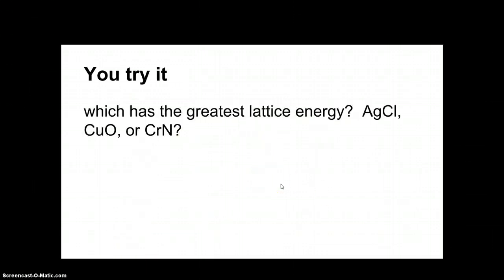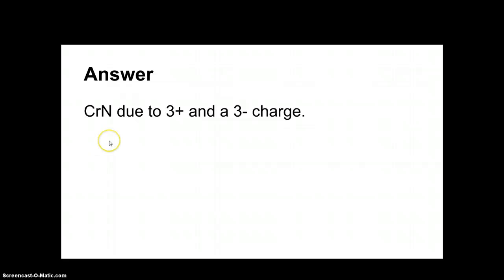You try it now. We're going to have the substitute teacher pause it right now and see if you can come up with which has the greatest lattice energy, and then we'll press play. Okay, so hopefully by now you figured out the greatest lattice energy. Let's see if we have the right answer. Yep, the answer is going to be CrN, because it has a 3 plus charge and the N has a 3 minus charge. It's got the greatest charge differential of all those ionic compounds.